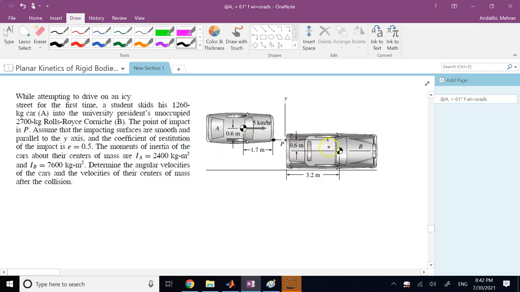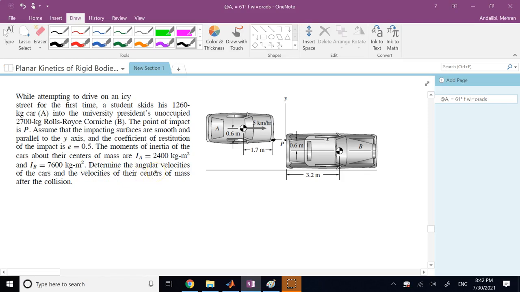So the car B is stationary, car A is moving 5 kilometers an hour, they hit, and initially car A does not have any rotation, car B has no velocity or no rotation. The masses of the cars are also given, and e is given, as well as the moments of inertia of car A and car B about their centroids.